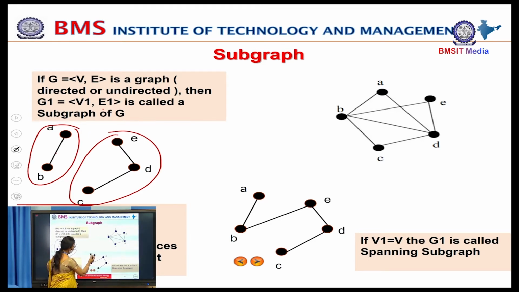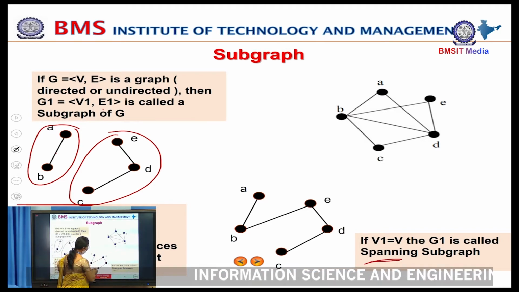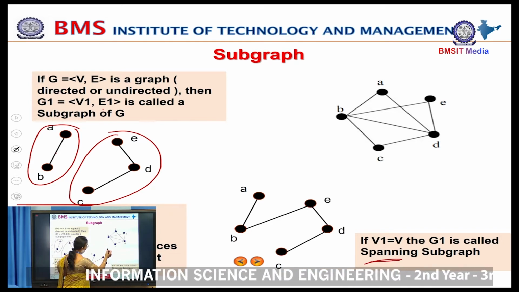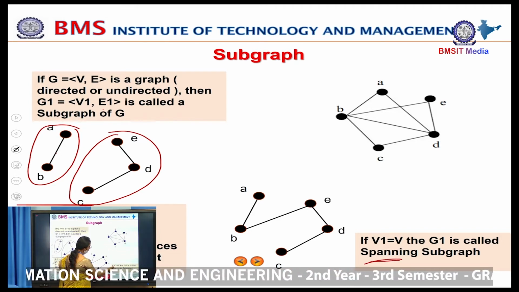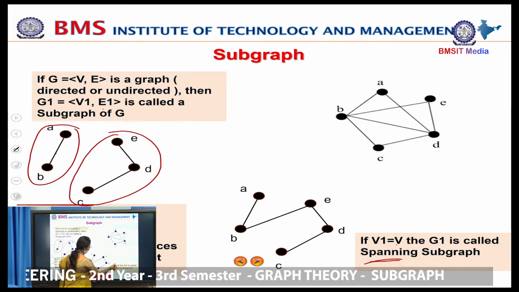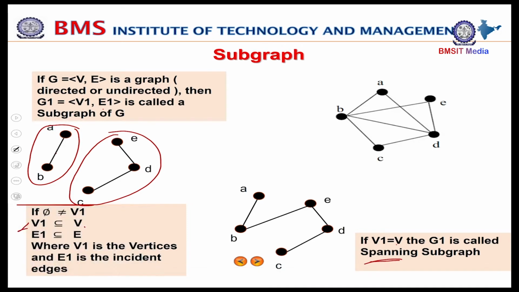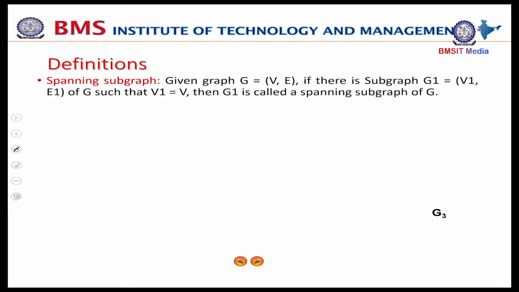Since all the vertices are considered in the subgraph, we call it a special subgraph, and that subgraph we call a spanning subgraph. In a spanning subgraph, we will have all the vertices that are in graph G. That is why I said if V1 is equal to V, meaning the set of vertices in the subgraph equals V, then we call it a spanning subgraph. So let us see the definition of a spanning subgraph.